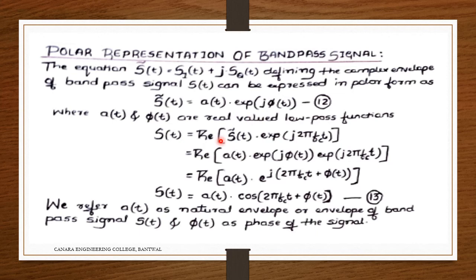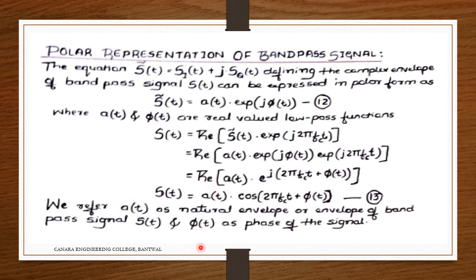Now s of t is equal to the real part of s tilde of t into exponential of j 2 pi fct. That is, we are representing this as the real part of a of t into exponential of j phi of t into exponential of j 2 pi fct. When we combine those, we represent the exponential in terms of e: the real part of a of t into e raised to j times (2 pi fct plus phi of t). Now we can represent this as a of t into cos of (2 pi fct plus phi of t), as we are referring only to taking the real part.